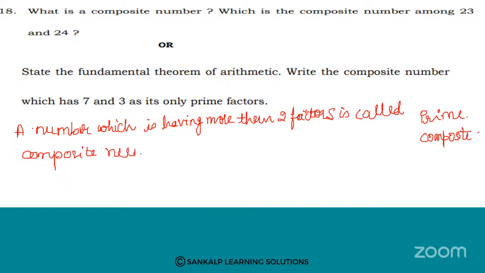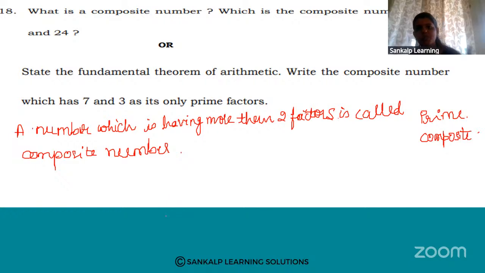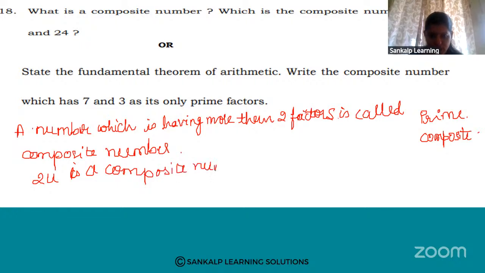So here they have given two numbers, that is 23 and 24. Among 23 and 24, which one is a composite number? 23 is a prime number because 23 has 2 factors, that is 23 is divisible by itself or 1. Therefore, it has 2 factors. Therefore, 23 is a prime number and 24 is a composite number. Why? Because it has more than 2 factors.